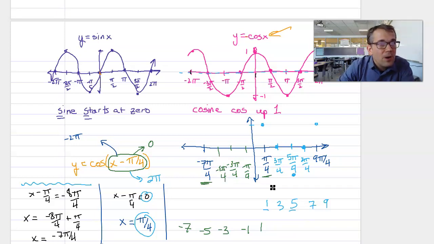So pi over 4 is where 0 was. Goes up 1. It goes back down to here. Down to negative 1. Back up to the 0 line. Back up here. And I'm going to have this beautiful graph when I'm done.